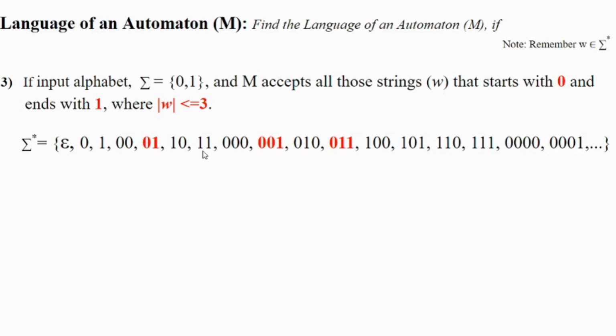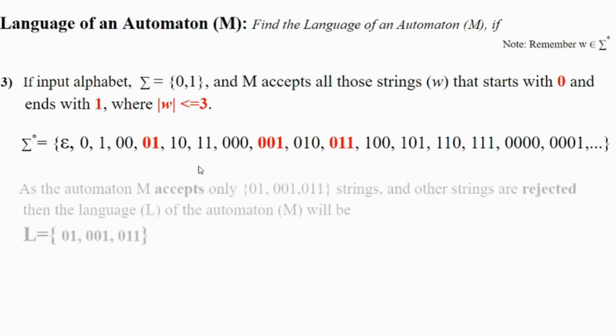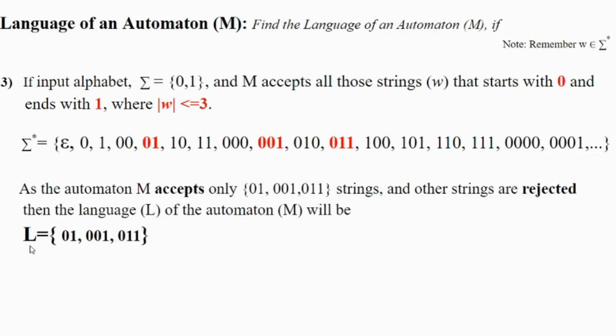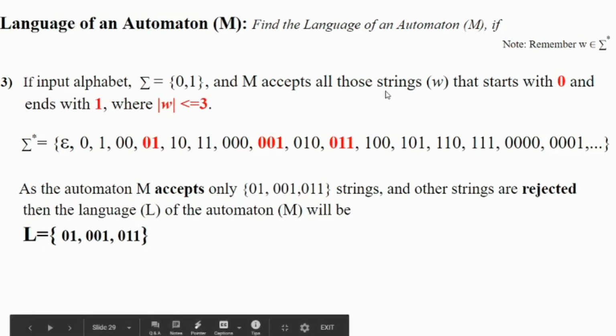Similarly, this will be rejected, this also will be rejected, this string will be rejected and this will be selected because this string is starting with 0, it's ending with 1 and its length is less than or equal to 3. Similarly, this also will be accepted. Other strings will be rejected. The condition is the string must start with 0, must end with 1. Whatever is in between, leave it, but it must start with 0, end with 1, and the length should be less than or equal to 3. That's why this language will contain only these 3 strings. So this is the language of this automaton.